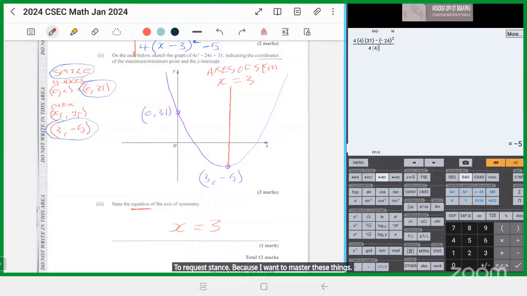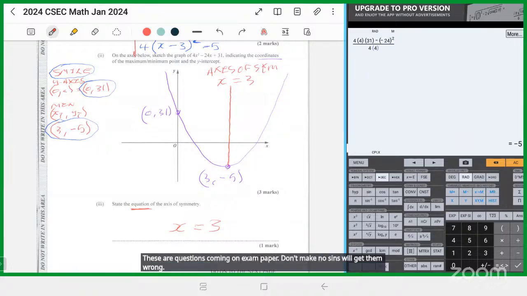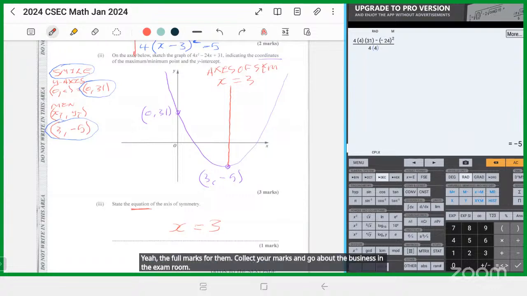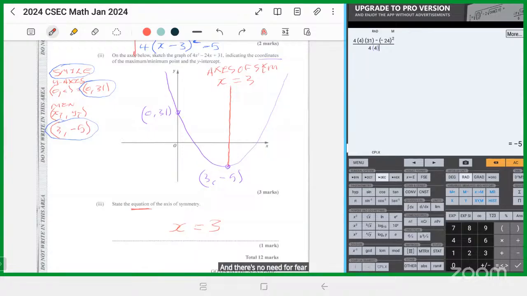These are the questions coming on the exam paper. It makes no sense that we get them wrong when we are exposed to them from now. Exposed to them in the classroom, exposed to them in the revision. When you see them in the exam room, you kill them. Get them right and get the full marks for them. No bother, no foolishness. Collect your marks and go about your business in the exam room. And there's no need for fear in an exam room. If you can do it in the classroom, you can do it in the exam room as well.